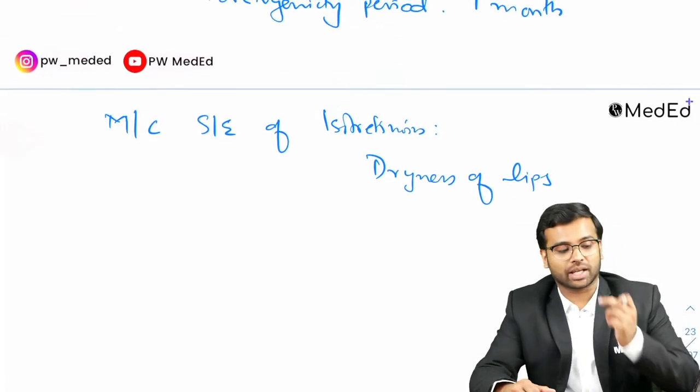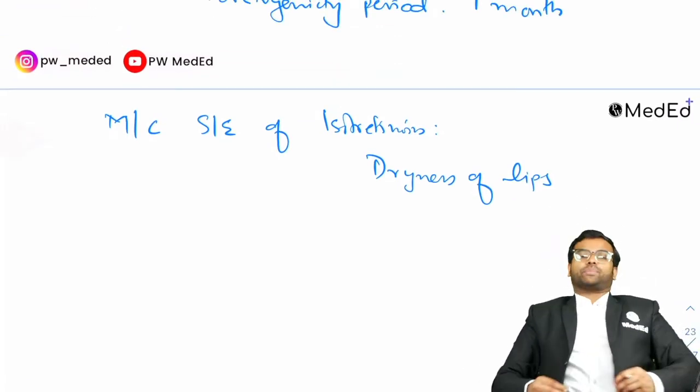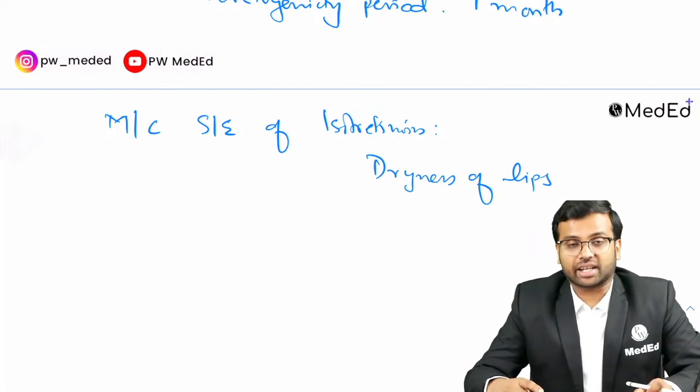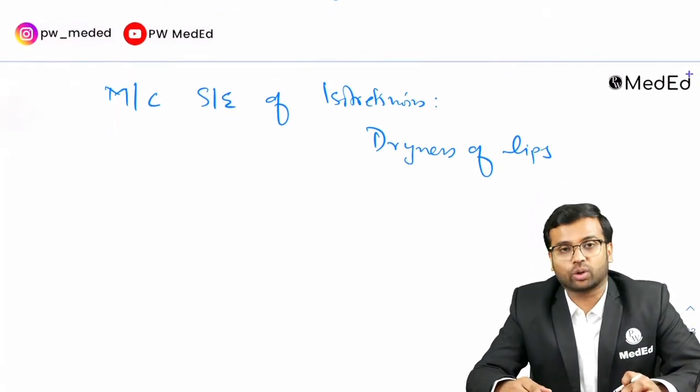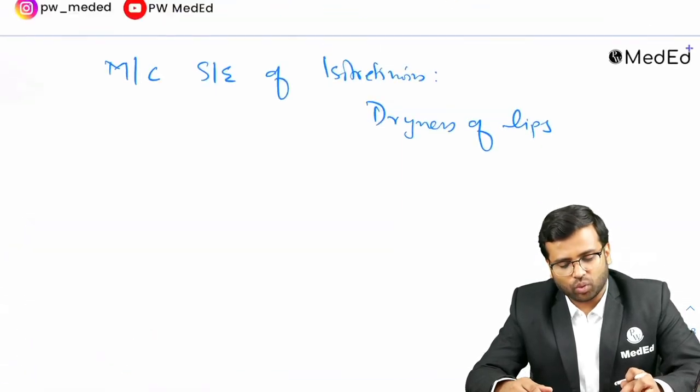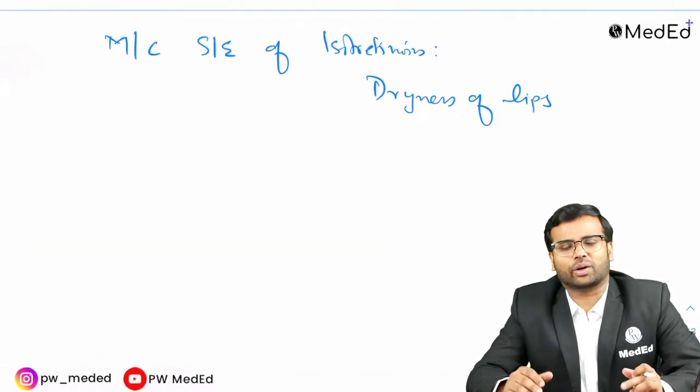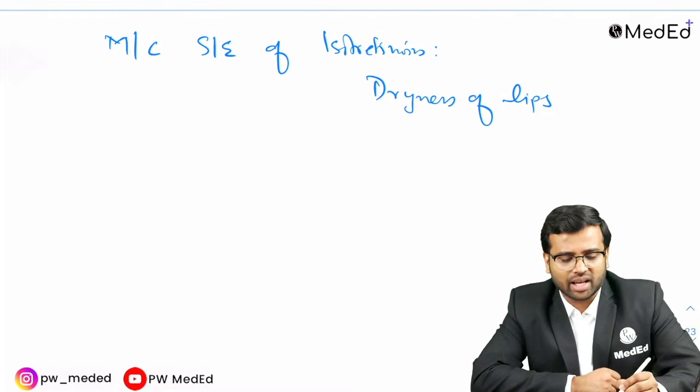Fine. So MedPsycho is answering it as dryness of the lips. Excellent. You are also right that that is the most common side effect of isotretinoin. So what are the other side effects of isotretinoin? Because there is a huge list, right?